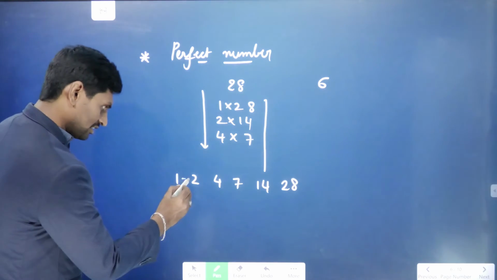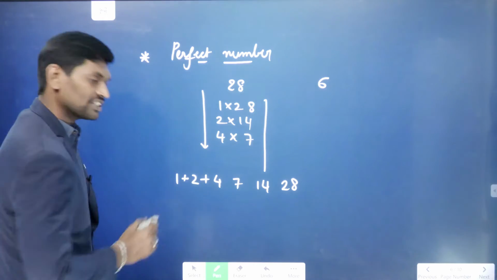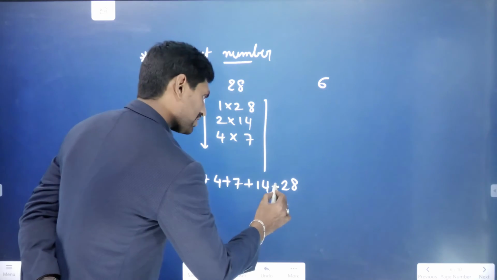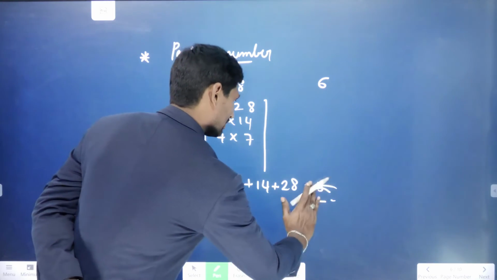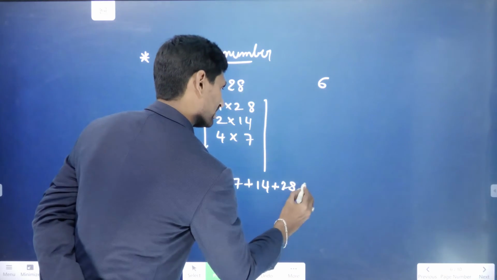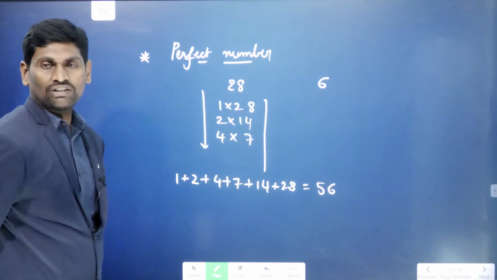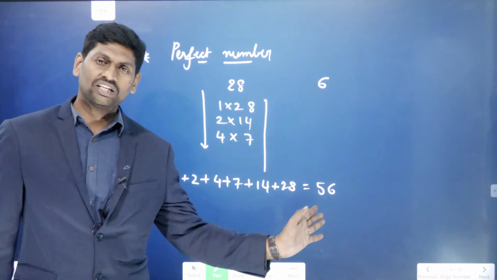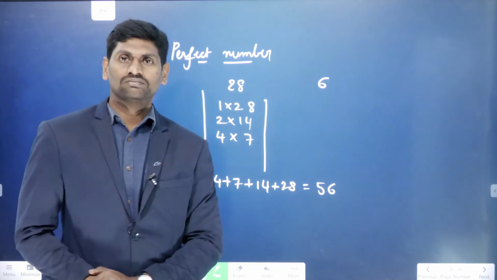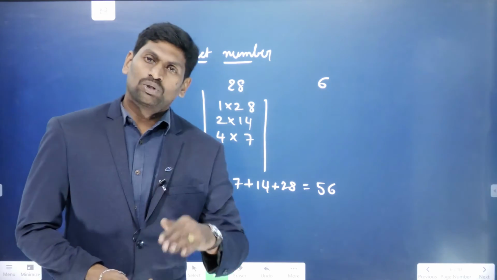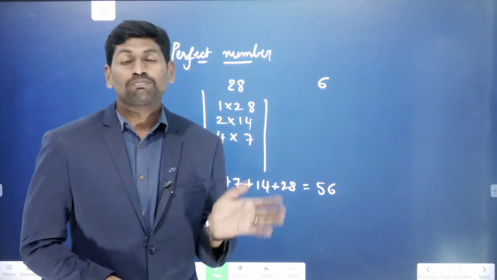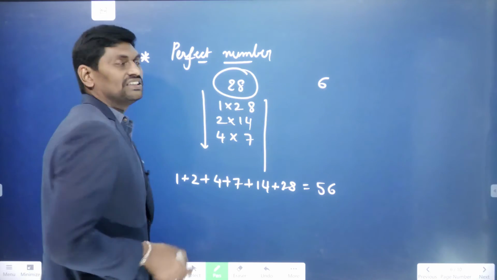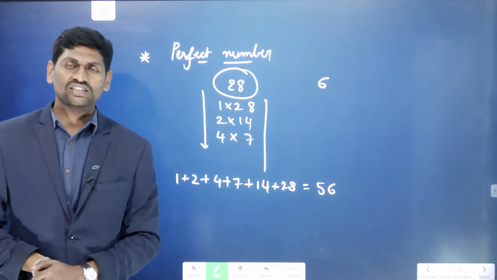Add all of them, children. 1 plus 2, 3. 3 plus 4, 7. 7 plus 7, 14. 14 plus 14, 28. 28 plus 28, the answer is 56. Exactly double the number. Or else, if you remove the number itself, 28 is also one of the factors, no? If you remove 28, then the sum of the remaining factors will be 28. Like that also you can remember. Sum of factors is double the number, or the sum of the factors except itself is itself. So 28 is a perfect number.